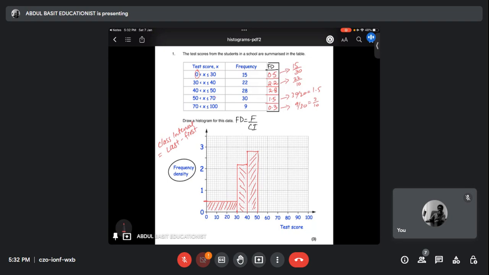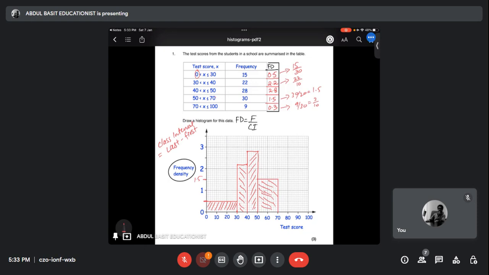Okay. From 50 to 70, it's 1.5. 50 to 70 is 1.5. And 1.5 is this place. So 50 to 70 like that. You have to draw these with the help of rulers. Okay, don't draw freehand, do it with a ruler. I'm using an Apple Pencil, so it becomes straight by itself here. You have to do this with a ruler.